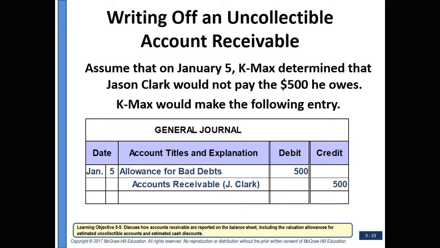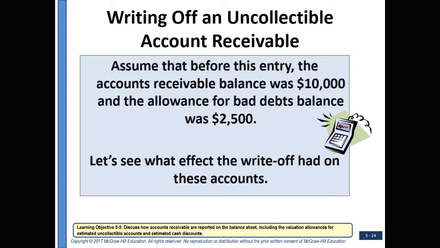Now, let's assume some things about KMAX. Before this entry, their AR balance was $10,000, and the allowance for bad debt balance was $2,500. Because we represent accounts receivable on the balance sheet at net realizable value, what we really honestly expect to collect, then it had a balance sheet amount of $7,500.